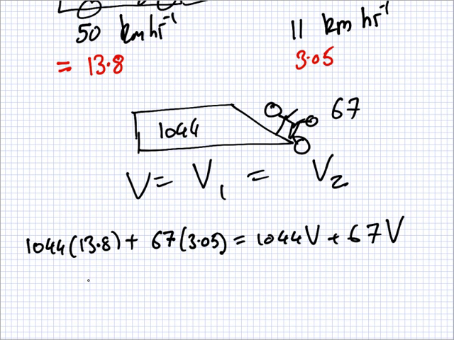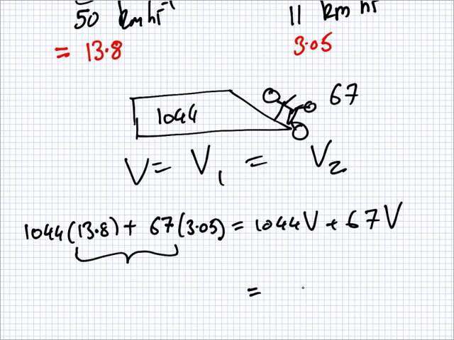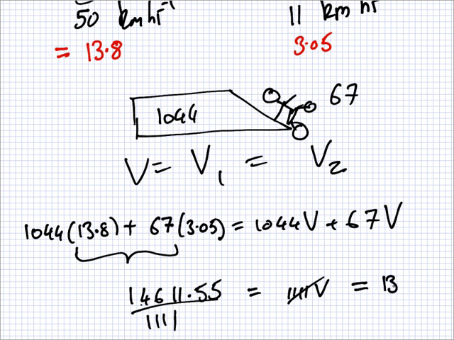Well, I won't do too much in one step. Does anybody have this combined into a single number? This was my way in kilometers per hour. 1461155. Okay, and then this one is 1111? V? So, divide. What do you get for V? 13.15. And that's meters per second.